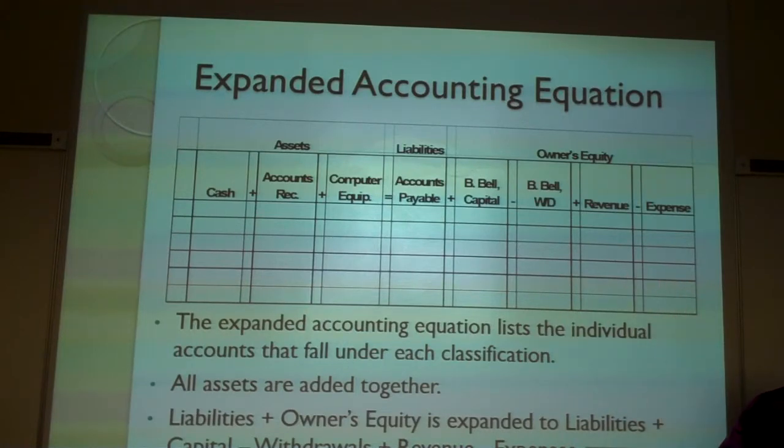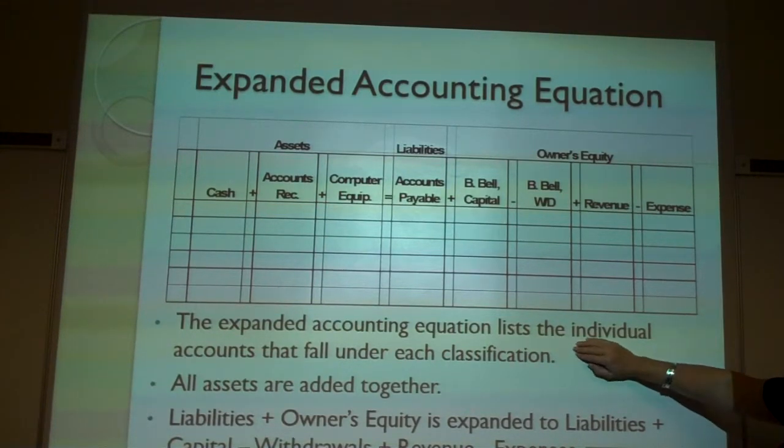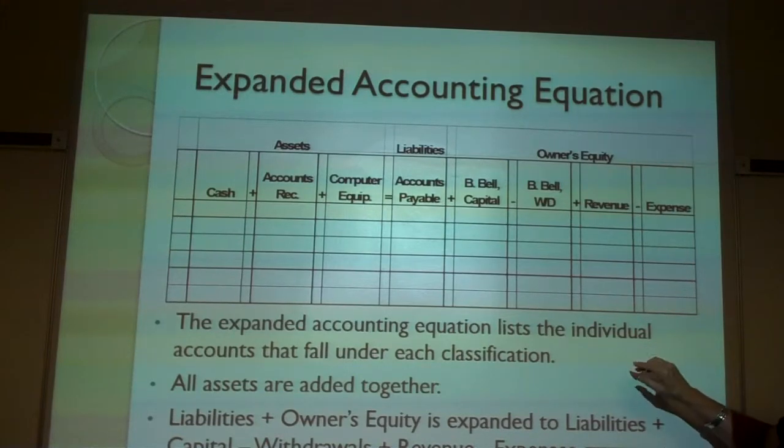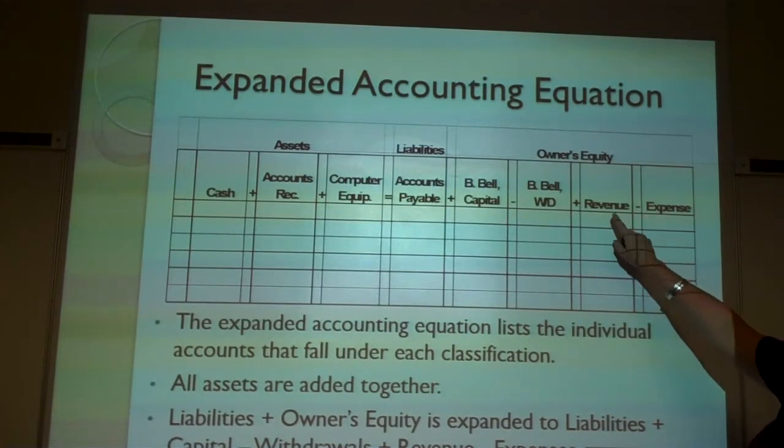This is exactly like your test. You can use your highlighter if you want to either highlight the transaction or the totals. The expanded accounting equation lists the individual accounts that fall under each classification.